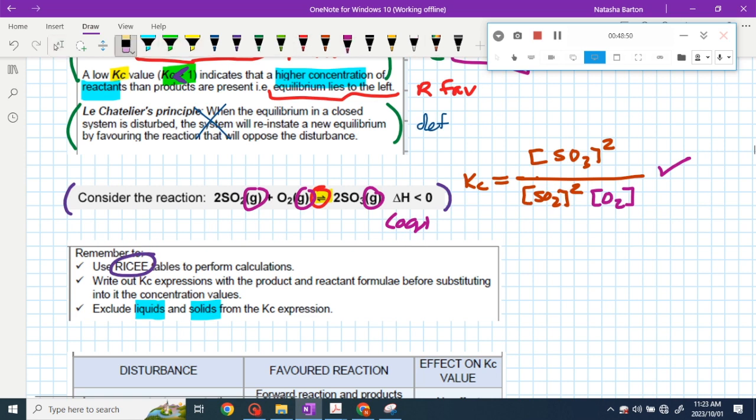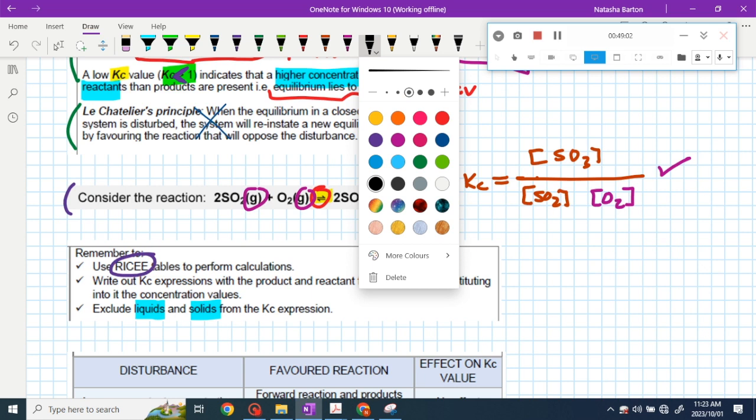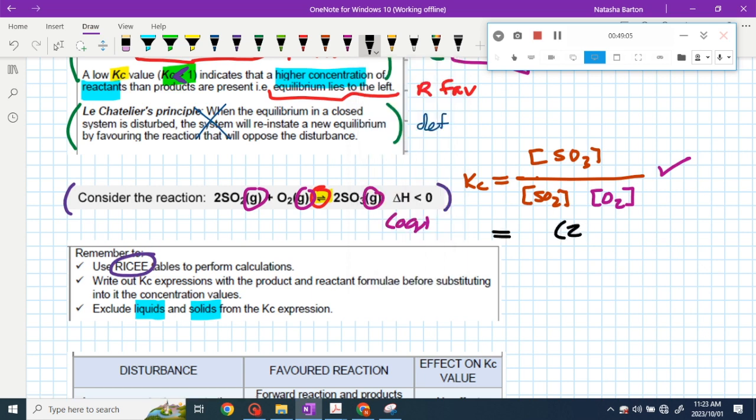Okay, her question is: if she wrote this down without the squares over there, but then in the next step she substitutes in the values. I'm going to use very simple values. So she puts a 2 squared over 3 squared multiplied by 1, and she actually makes use of them in the substitution step. Will you then get the mark for substituting and the mark for the Kc expression? And the answer is no.